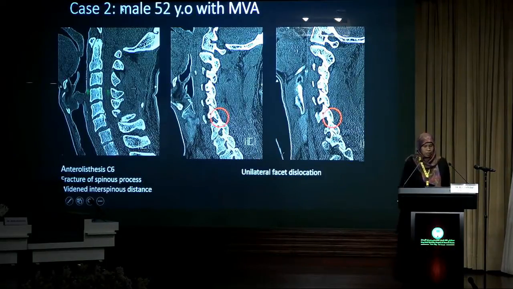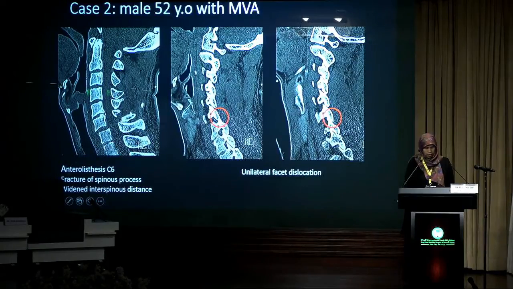Case 2 is a male, 52 years old, with a motor vehicle accident. We see in the sagittal CT an anterior listhesis of C6 and also fracture of the spinous process and widening of the interspinous distance. From parasagittal images, we can see a unilateral facet dislocation. We see that the facet is not in the right position, and on the other side, the facet is still preserved.